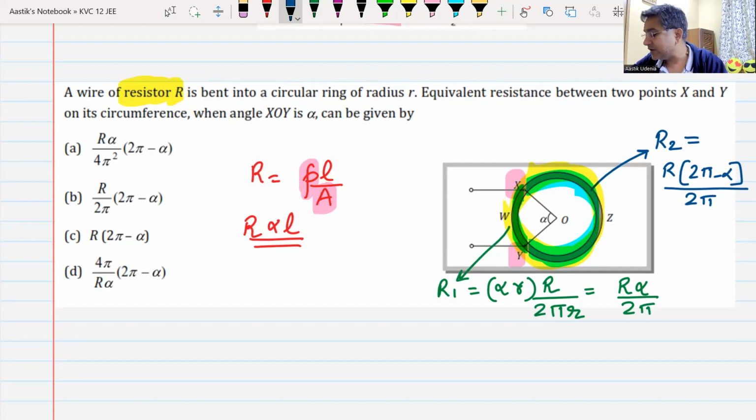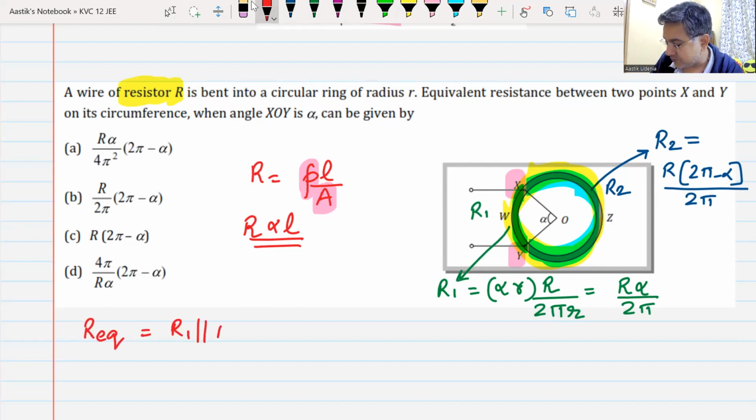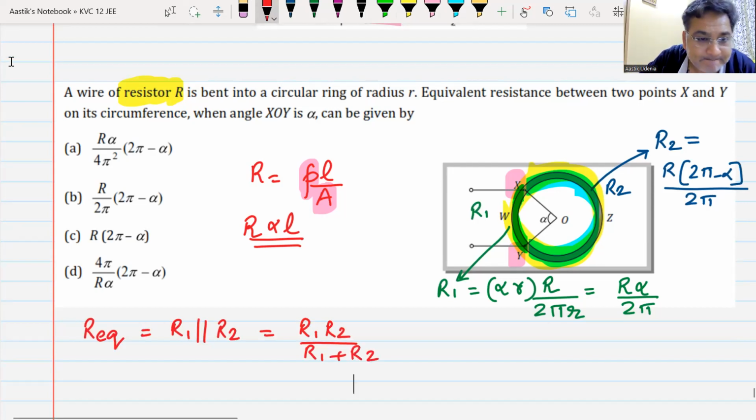How are this R1 and R2 connected? Parallel. Now can you tell me the result? What will be the effective resistance between X and Y? Equivalent resistance between X and Y. R1 is connected in parallel with R2. So the answer will be R1 R2 upon R1 plus R2. Can you now tell me the result and tell me which option is matching?